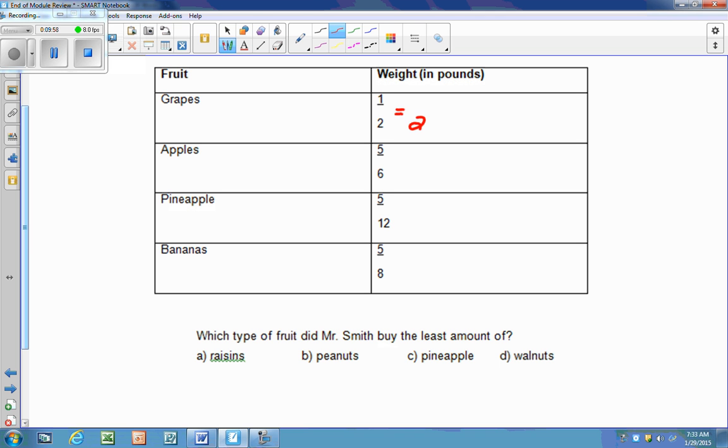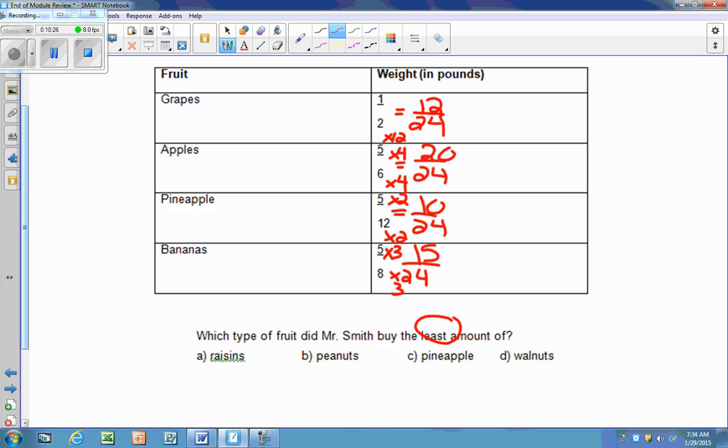So if this is 24, I do 2 times 12, so this would be 12. If this was 24, I do 6 times 4, so I have to do times 4, which is 20. If I do this into 24, it's times 2, so times 2 is 10. And this into 24, which would be times 3, and so times 3, which would be 15. And when I look at all these, the one with the least amount, the smallest number on top, is my pineapple. So my pineapple is what fruit she bought the least amount of.